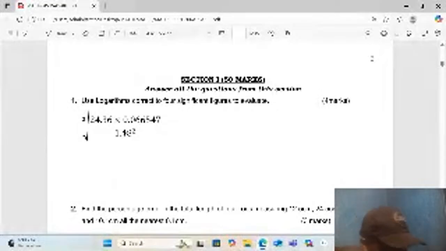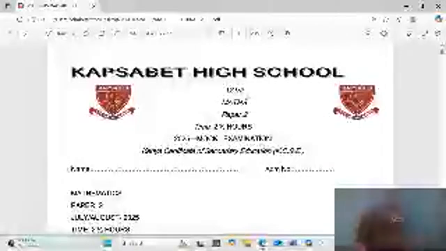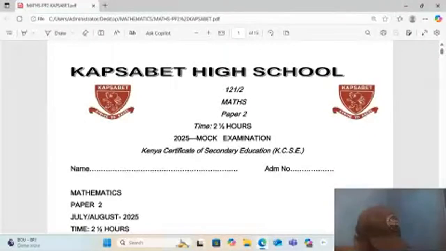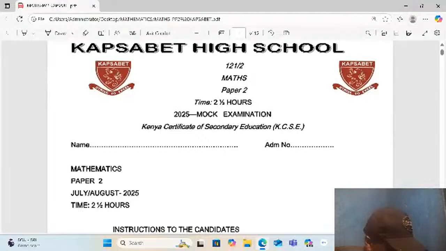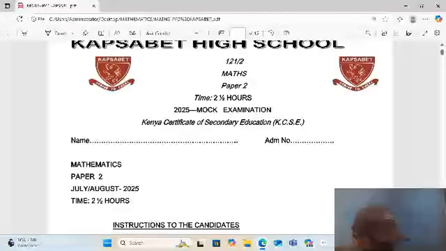Okay, welcome to today's paper. That is Kapsabet, paper 2, mathematics. We're going to look at section 1, running from question number 1. Now, in our previous video, we had some network issues, and we left. We had started this paper, but we left at around number 8 or something. So I'm here to start again and finish the last section.